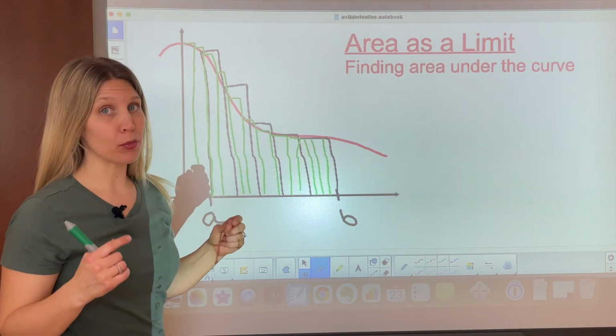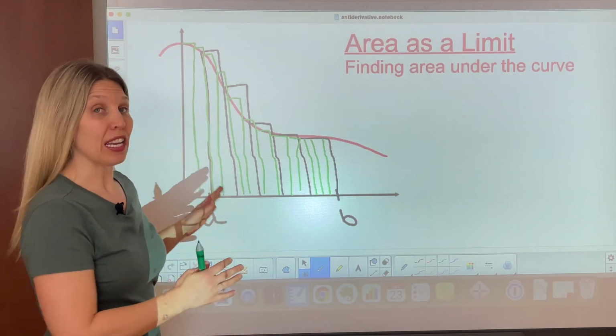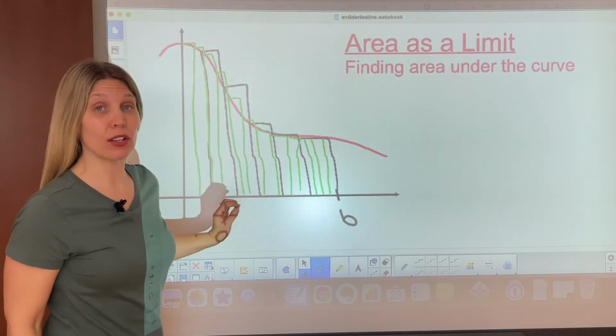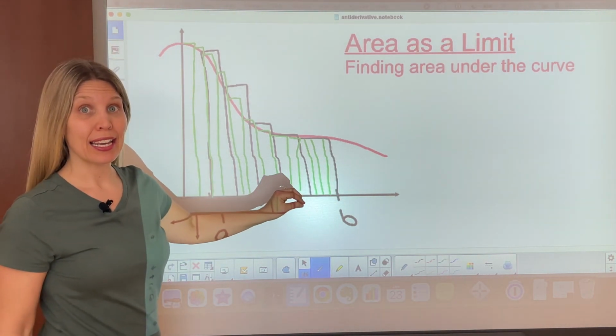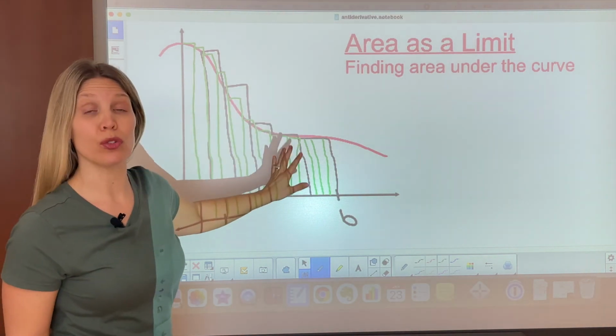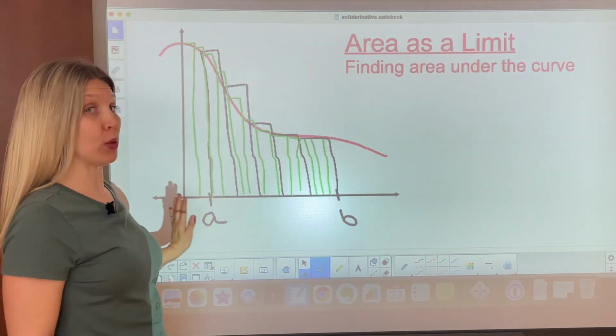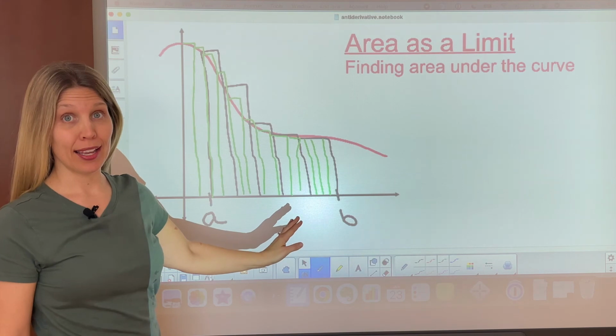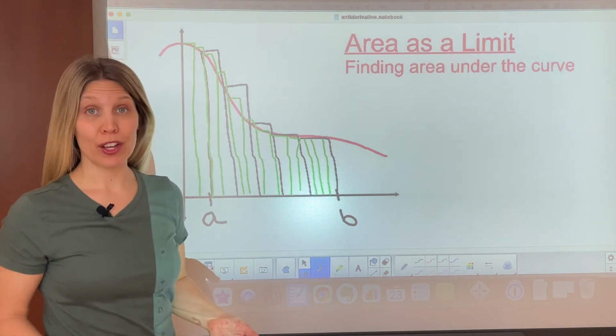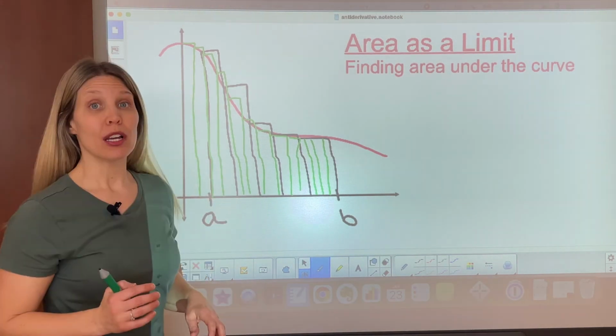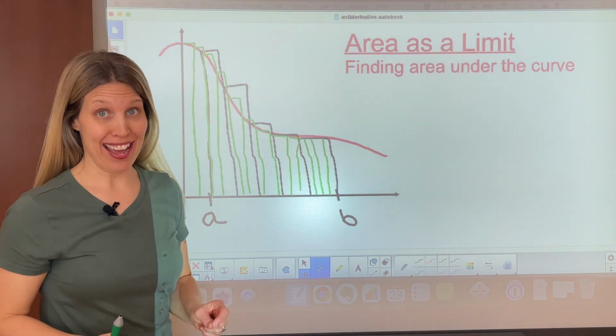Hopefully some light bulbs are going off. So hopefully you're thinking, we want as many rectangles in here as we could get to get closer and closer and closer to the actual area under the curve between these points A and B. And all we have to do is add up those rectangles. So watch how we do that in math.